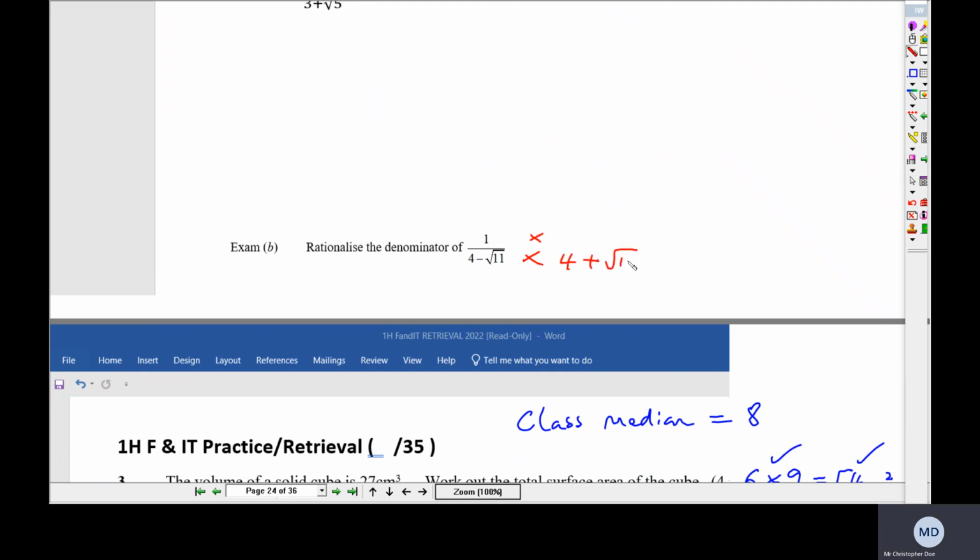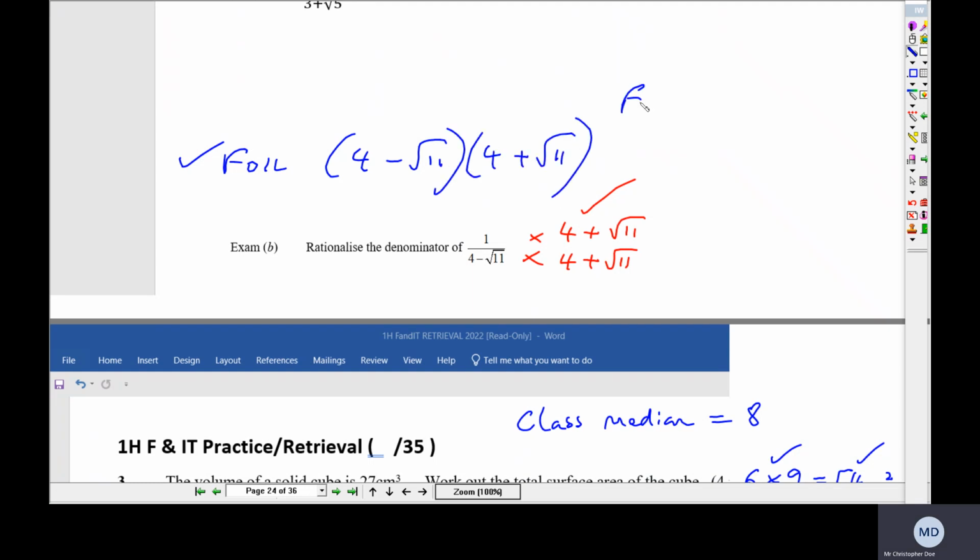Right, if you have written down this, if you have tried to multiply top and bottom by 4 plus root 11, you've got a mark. Well done, because a lot of people didn't get that mark. If you don't get that mark, then you're not going to be able to get the FOIL mark. So your FOIL mark would be doing 4 minus root 11 times 4 plus root 11. So you don't need to write down FOIL if you don't want to, but your first will be 4 times 4 is 16. Your lasts will be minus 11 times plus root 11.